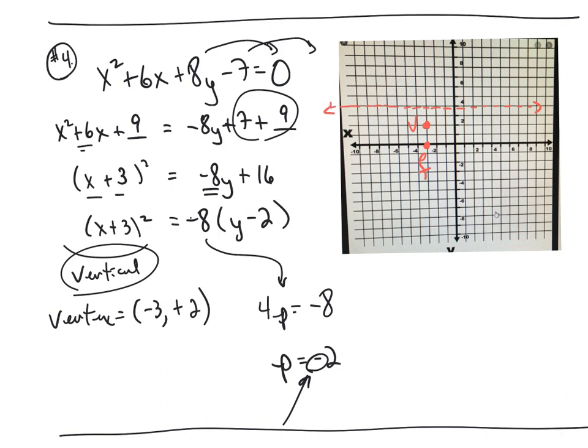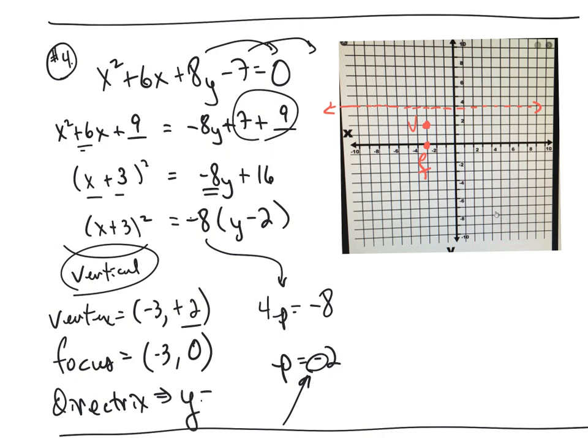Okay? So then the focus is going to be 2 down from the vertex. So we'd have to subtract 2 away from the y, so 2 minus 2 is 0. And the directrix is going to be 2 up from the vertex. And because it's a horizontal line, that means it has to go through the y-axis. And if it's 2 up, that means it passes through 4.